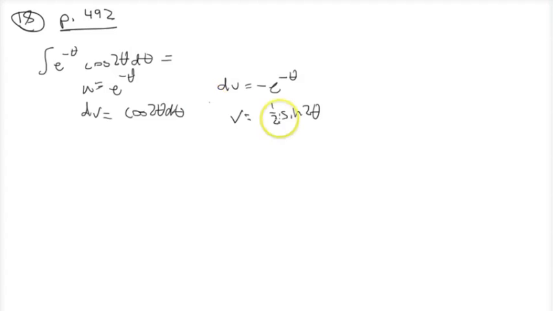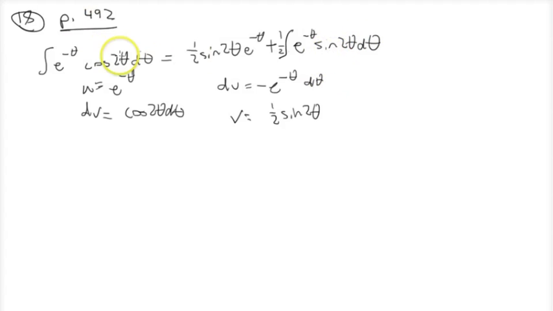And so we use the integration by parts formula. That's going to be 1/2 sine 2 theta times e to the negative theta minus the integral of v du. And we can bring out that negative 1/2. So negative and a negative is a positive. So 1/2 integral of e to the negative theta sine 2 theta. Oops, I forgot the d theta there. d theta.